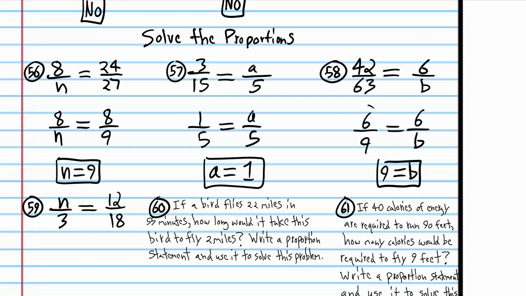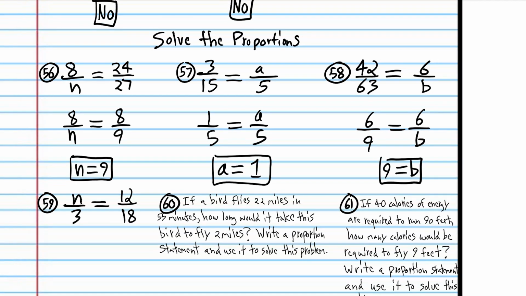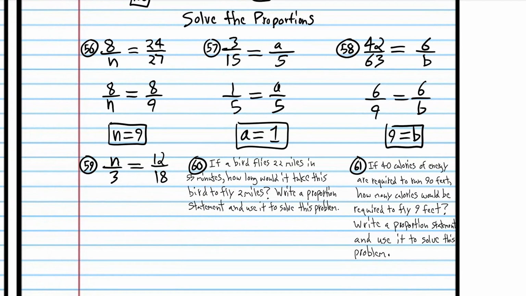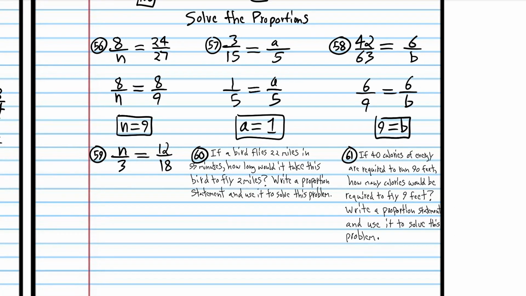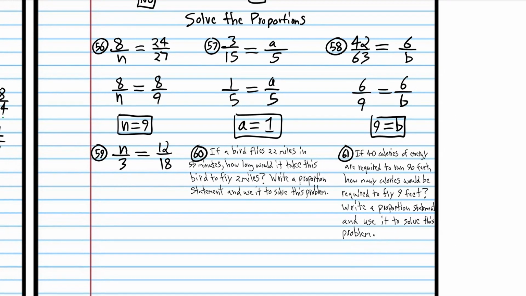We could reduce this fraction more, but why would we need to do that? Because we already have 6 in the numerators. So if you got that answer, good job. Try number 59, and when you come back, we'll do it together.